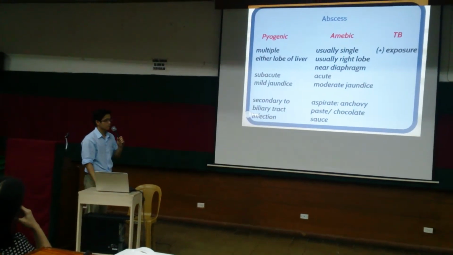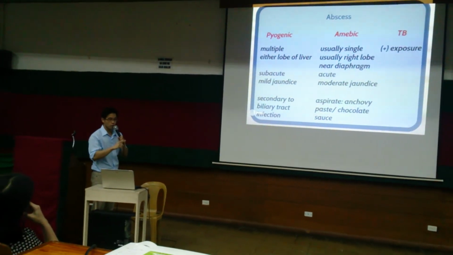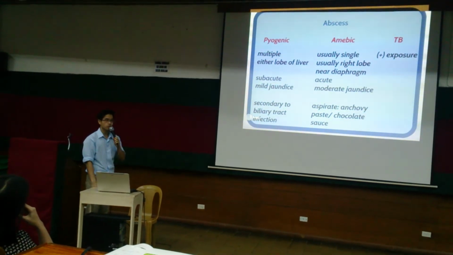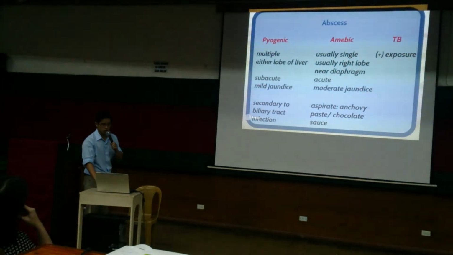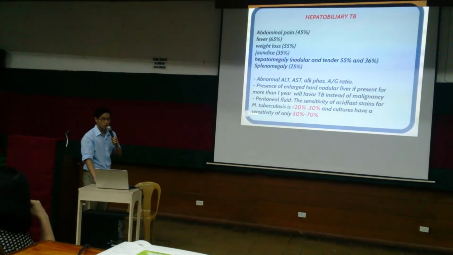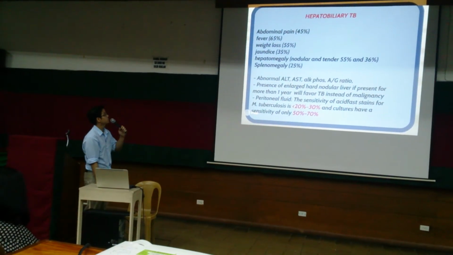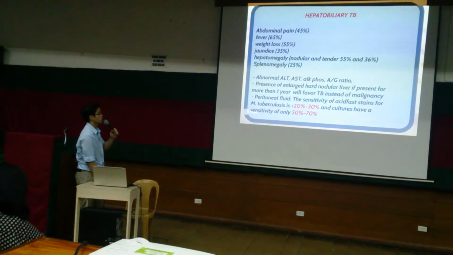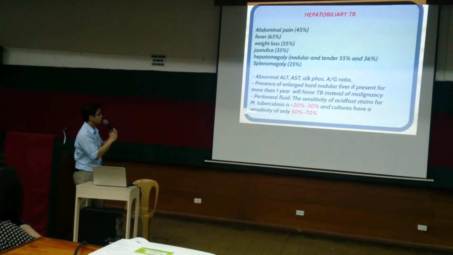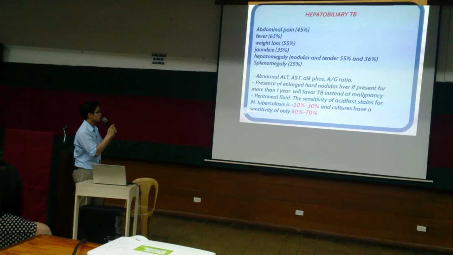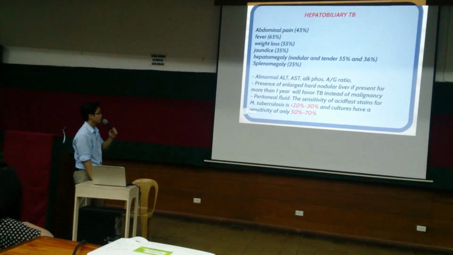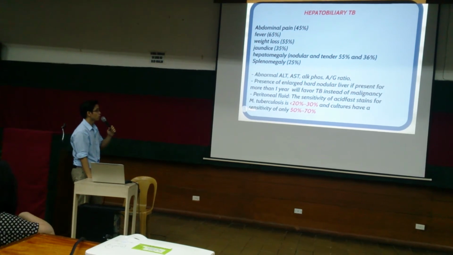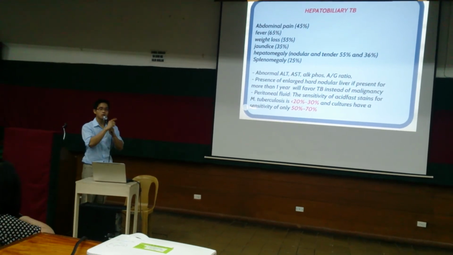Next, for abscess, let's tackle first one by one: pyogenic, amoebic, and tuberculosis. For tuberculosis, this was considered because of the history of exposure. For tuberculosis, we would consider hepatobiliary TB. Again, we would note similar manifestations also with hepatocellular carcinoma. I'd just like to point out that in the peritoneal fluid, the sensitivity of acid-fast staining for MTB is less than 20 to 30%, and cultures have a sensitivity of only 50 to 70%. I got this from Henry's.